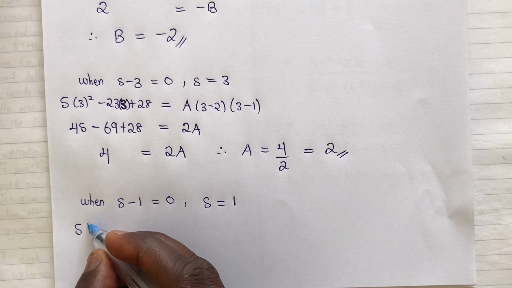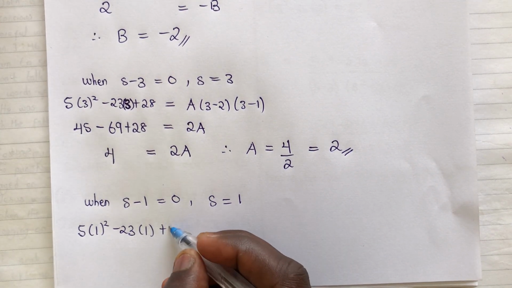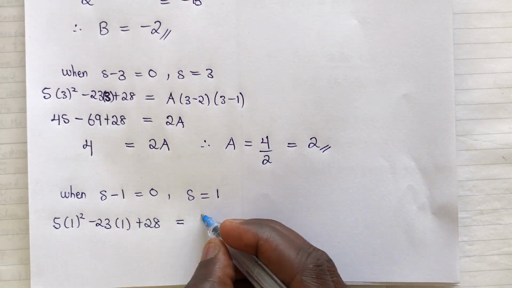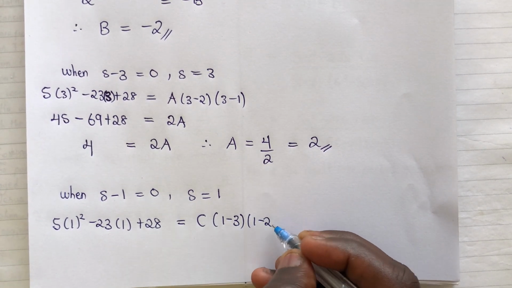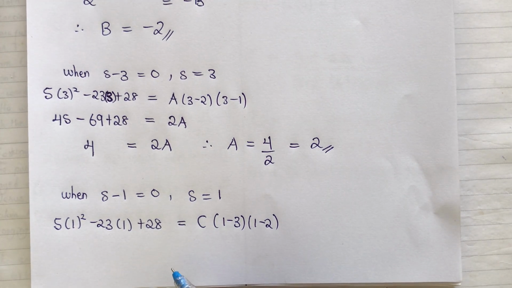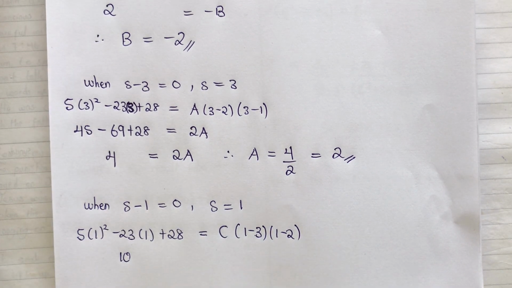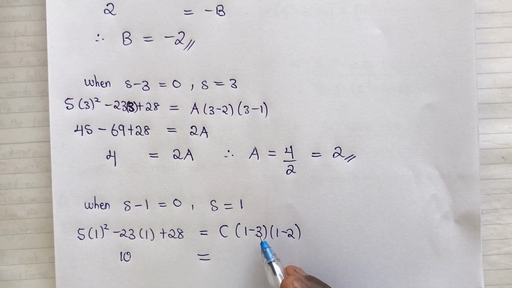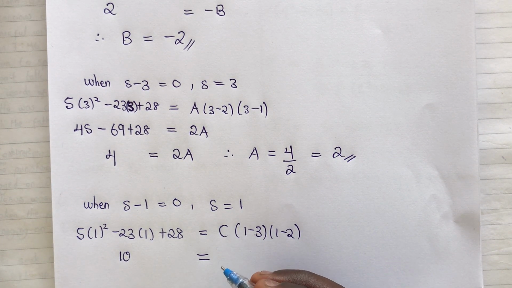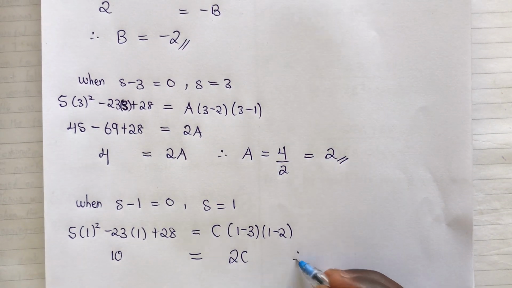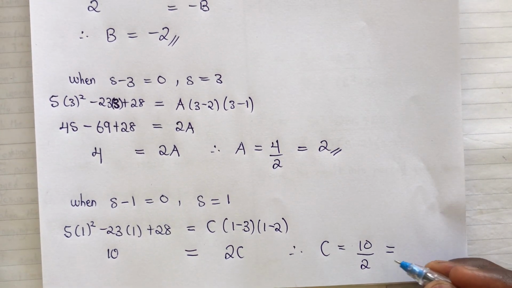So we have 5 into 1 all square minus 23 into 1 plus 28. So this is equal to c into 1 minus 3, then another 1 minus what? 2. So when we work on this, what are we having? This and this will give us 5 minus 23 plus 28, we have 10. Okay, so 10 equal to what? Negative 2 times negative 1 will give us what? 2. Alright, so 2c. So therefore we can find c by saying that c equal to 10 over 2, which is 5.